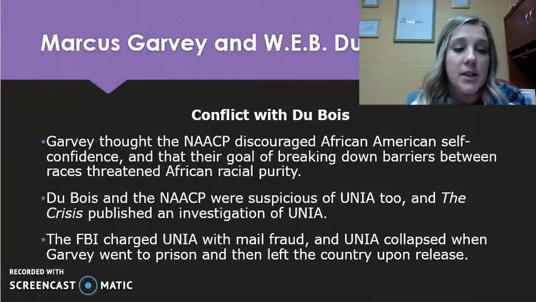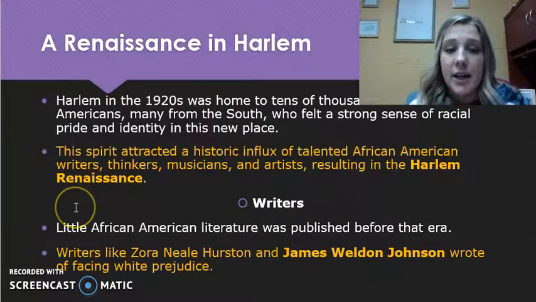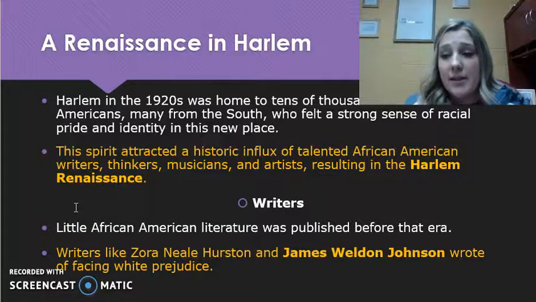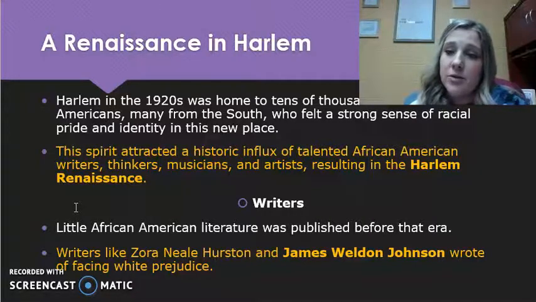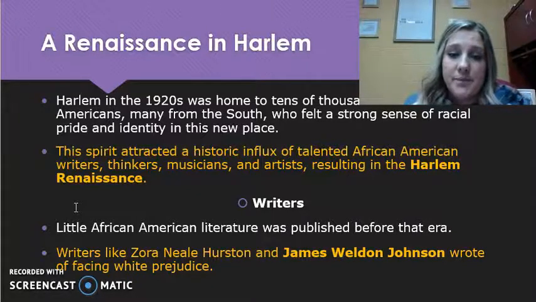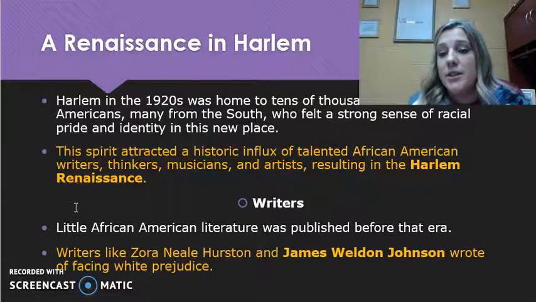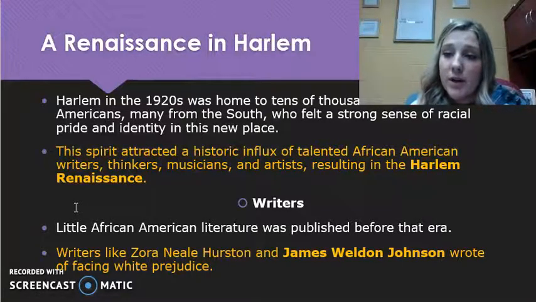All right. The next slide, you have a few things to highlight here. Harlem in the 20s is going to be home to tens of thousands of African Americans. Again, many from the Deep South coming to the northern cities, and they felt a strong sense of racial pride. The spirit attracted a historical influx of talented African Americans. These were writers, thinkers, musicians, artists, all producing work that is going to result in the Harlem Renaissance. So that second bullet is very important.